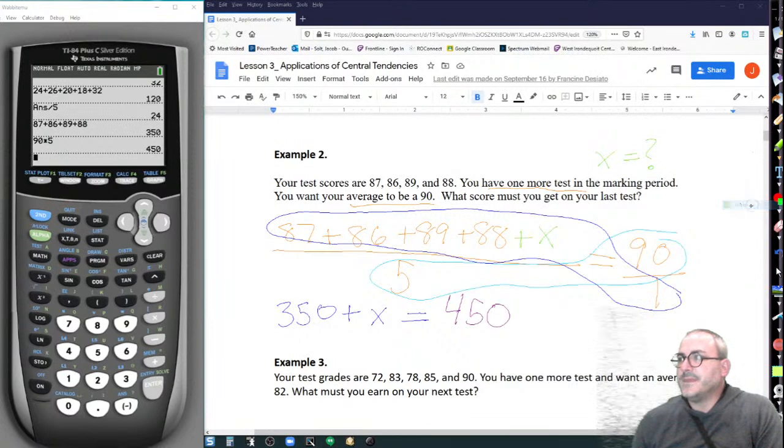I'll go with green. The manipulation I'm going to do is I want x by itself. So to get x by itself, I got to take 350 and somehow move it to the other side of the equation. Well, here's how I'm going to do that.